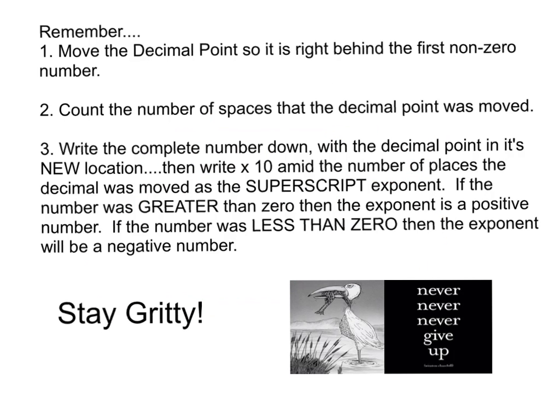This is a very simple little process. Remember, we're going to move the decimal point so it is right behind the first non-zero number. We're going to count the number of spaces the decimal was moved. We're going to write down the complete number with the decimal point in its new location, then write times 10 and the number of places that the decimal is moved as the superscript. That means the number is up high. And if it was greater than 0, the exponent then would be positive. If it was less than 0, the exponent would be negative.